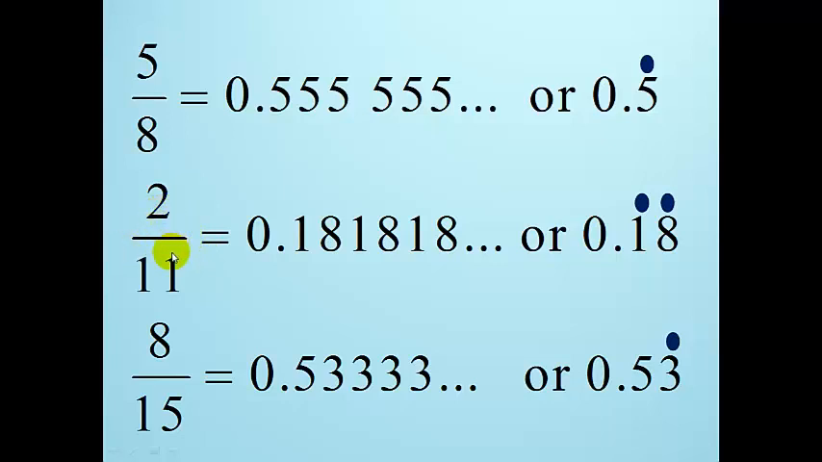Now 2 divided by 11 is equal to 0.181818, or it can be written as 0.18 with 2 dots on top of the 1 and the 8. Why? Because it is the 18 that repeats itself so many times after the decimal point. Now 8 divided by 15 is equal to 0.53333. So we can see that it is the 3 that repeats itself, and so this can be written as 0.53 with the dot on top of the 3, meaning that it is the 3 that recurs.